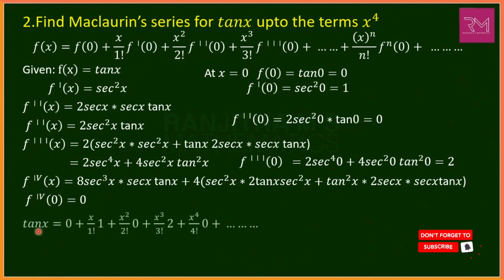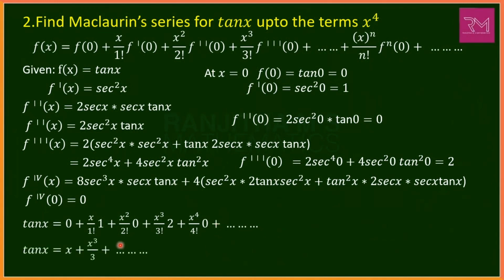Here f of x is nothing but tan x, which is equal to f of 0 is 0, plus x by 1 factorial into f dash of 0 value is 1, plus x square by 2 factorial into f double dash of 0 value is 0, plus x cube by 3 factorial into f triple dash of 0 value is 2, plus x power 4 by 4 factorial into f power 4th derivative at 0 value is 0. Plus and so on, we have to stop here itself.